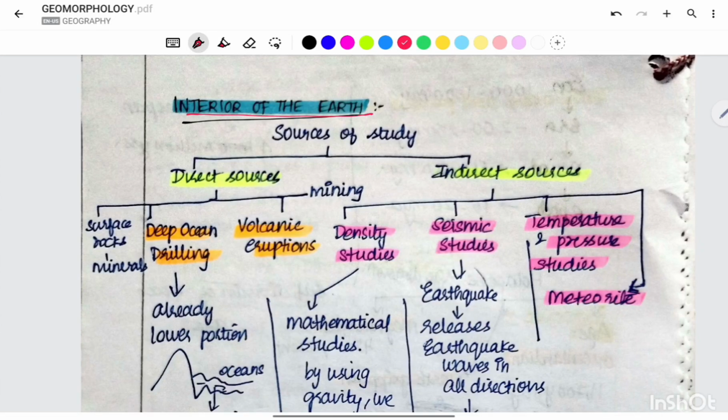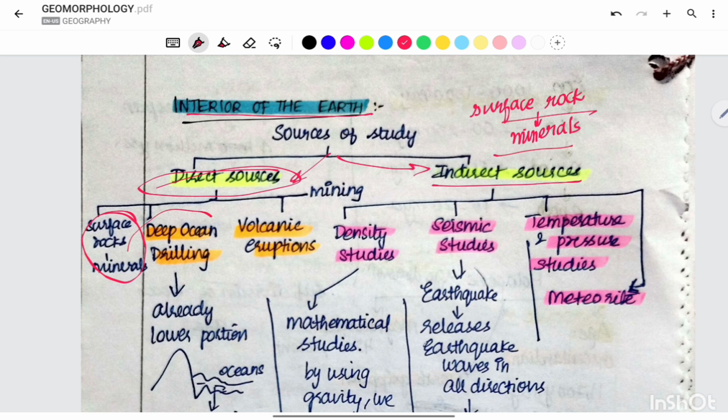Now, interior of the earth. The sources for studying the interior of the earth are direct sources, which are available directly, and indirect sources, which are not available directly. Direct sources: surface rocks and minerals, deep ocean drilling, and volcanic eruptions.